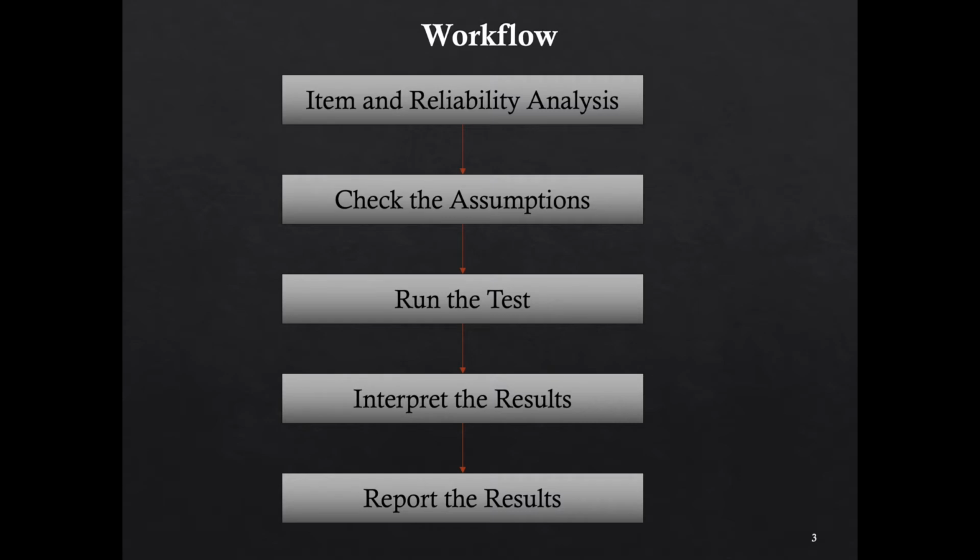What you see here is the workflow of doing a statistical test and running a statistical analysis like we will run today. We will focus on these three items: checking the assumptions, running the test, and interpreting the results today. But remember that there's also item and reliability analysis that you will learn about in a different video. And then there's reporting the results, which means writing the results in a form that other people can understand. What we'll go over today is checking the assumptions.